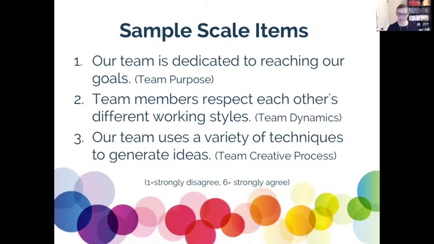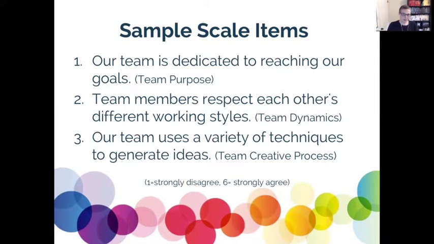I'm going to read these because I'm not 100% sure everybody can see slides in case there's a technical glitch. A team purpose item was: our team is dedicated to reaching our goals. And all the responses were between strongly disagree and strongly agree, so a 6-point Likert scale. Team members respect each other's different working styles. That's an example of a team dynamics question. And our team uses a variety of techniques to generate ideas. That's a team creative process question.